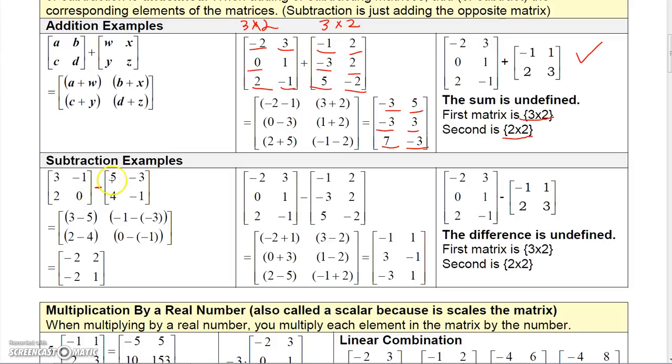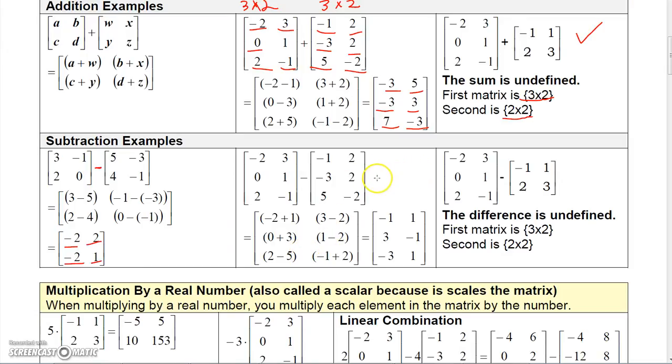3 minus 5 is -2. -1 minus -3 would be -1 plus 3, which is 2. 2 minus 4 would be -2. 0 minus -1 would be 0 plus 1. You can go ahead and give this one a try, but it's pretty straightforward. Just subtract the corresponding entries.